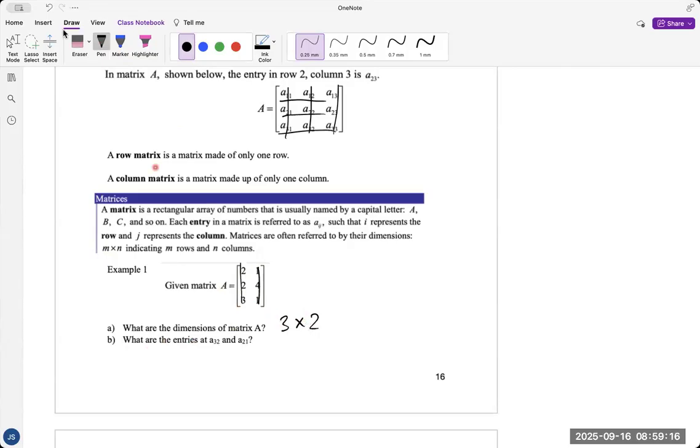And what is the entry for 3, 2? That's going to be the third row, because the first digit is the row, and the second column. So third row, 1, 2, 3, and second column. The entry there is 1.